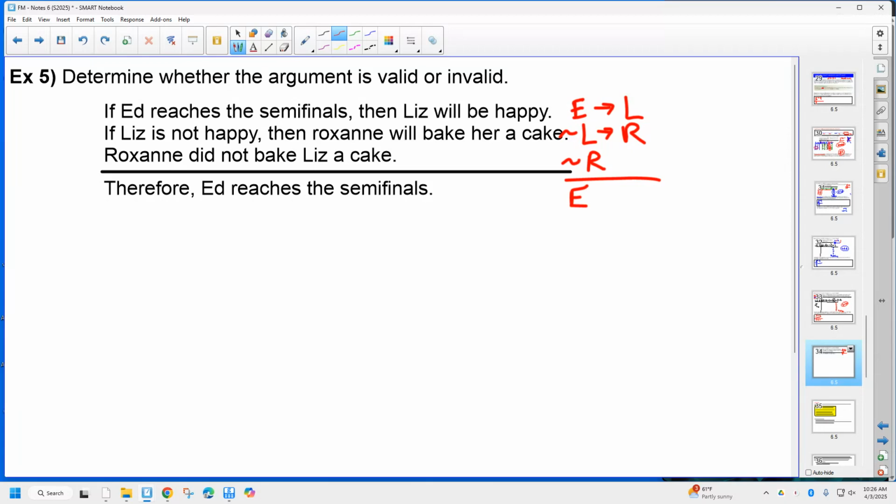Determine whether this argument is valid or invalid. Now, the long way is to make a truth table. E, L, R. There's going to be 8 rows in the truth table, right?